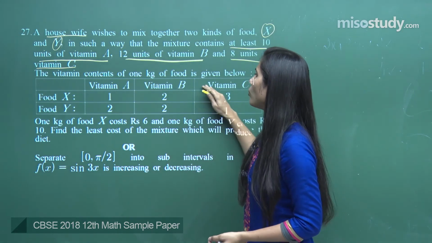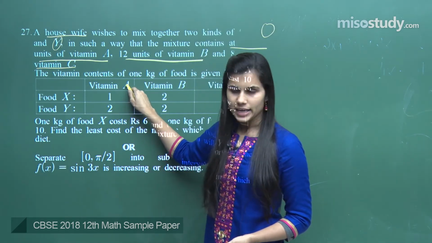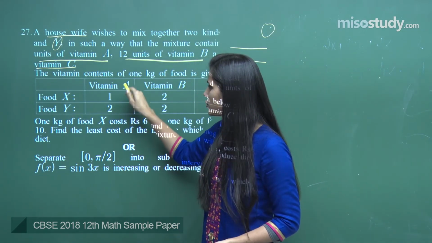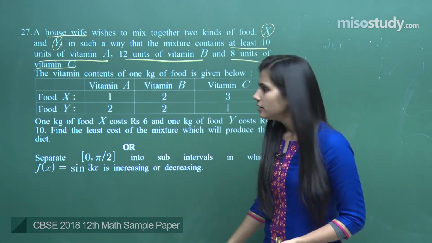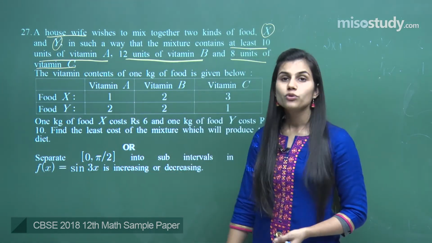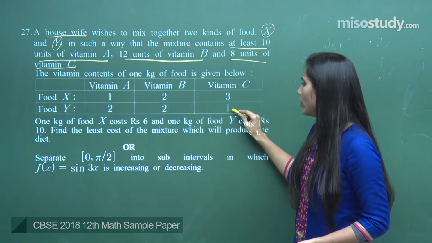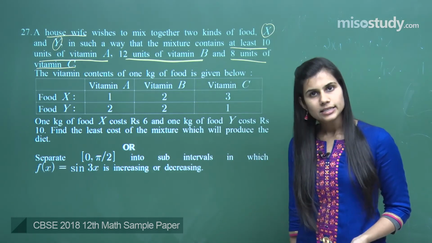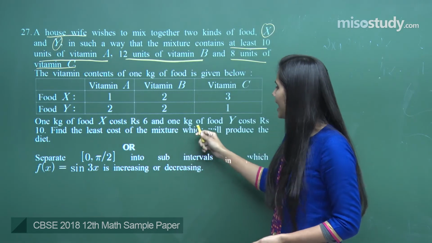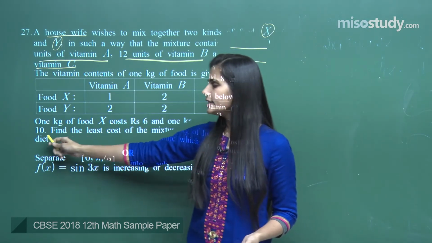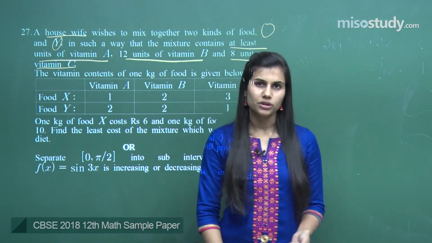The vitamin contents of 1 kg of food are given below. So 1 kg of food X contains 1 unit of vitamin A, 1 kg of food Y contains 2 units of vitamin A, 1 kg of food X contains 2 units of vitamin B, 1 kg of food Y contains 2 units of vitamin B, 1 kg of food X contains 3 units of vitamin C, and 1 kg of food Y contains 1 unit of vitamin C. 1 kg of food X costs rupees 6 and 1 kg of food Y costs rupees 10. Find the least cost of the mixture which will produce this particular diet.